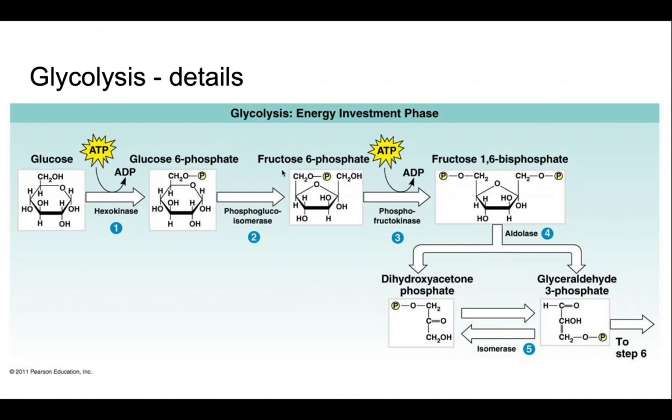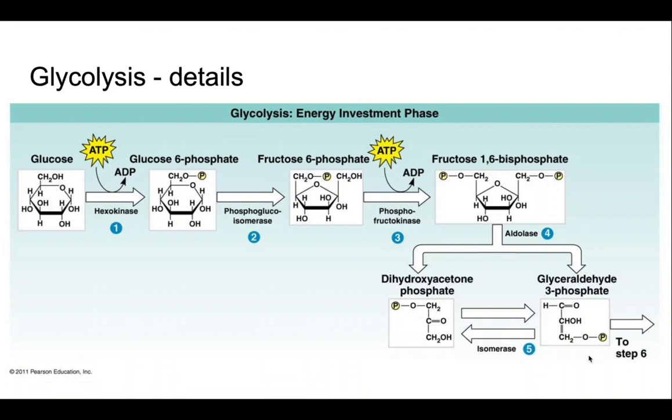This is going to rearrange itself a little bit, and now it's fructose 6-phosphate. We need to put a little bit more energy in. We're going to take another ATP and put that phosphate in here on carbon number 1. So now we have fructose 1,6-bisphosphate. This finally has enough energy in it that it's going to split in half. One of the things it makes is dihydroxyacetone phosphate. The other one is glyceraldehyde 3-phosphate.